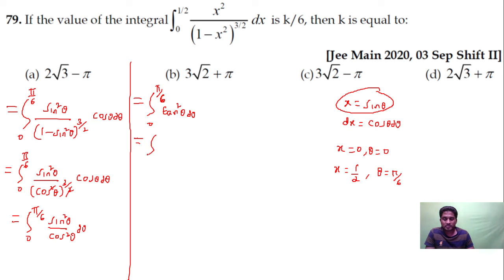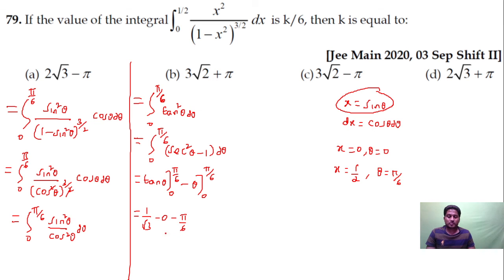Tan square theta can be written as sec square theta minus 1, and then d theta. So integration of sec square is tan, between the limits 0 to pi by 6, and d theta is theta between the limits 0 to pi by 6. Tan 30 is 1 by root 3, tan 0 will be 0, and then this is minus pi by 6, upper limit minus lower limit. So now the question is, this is equal to 1 by root 3 minus pi by 6.